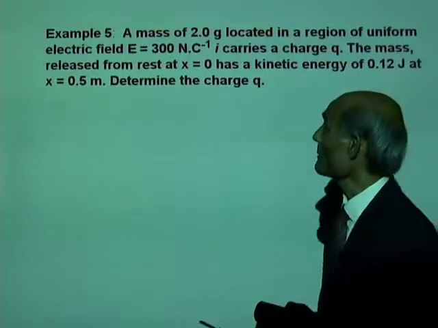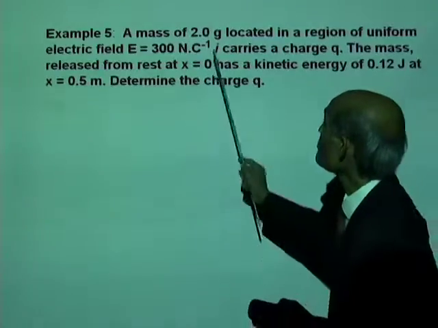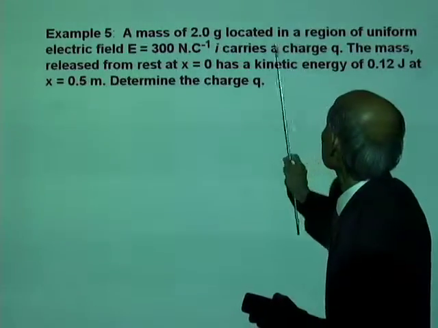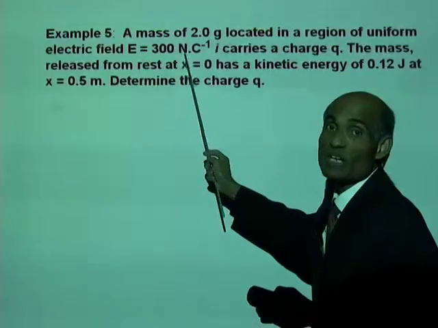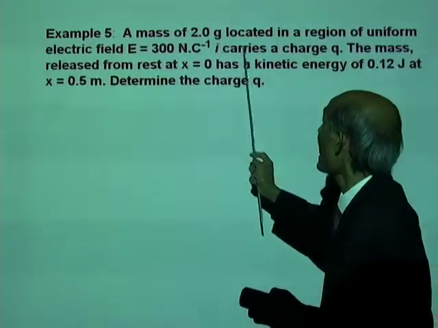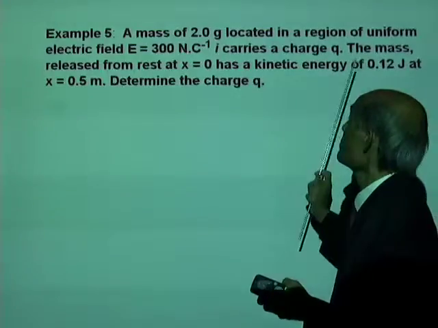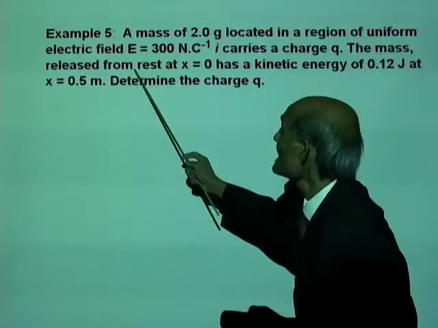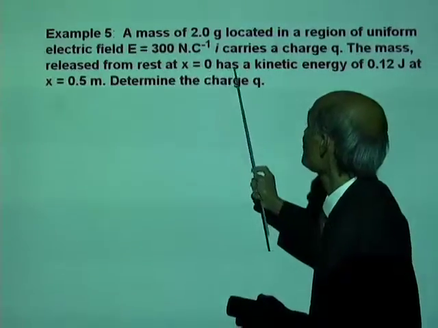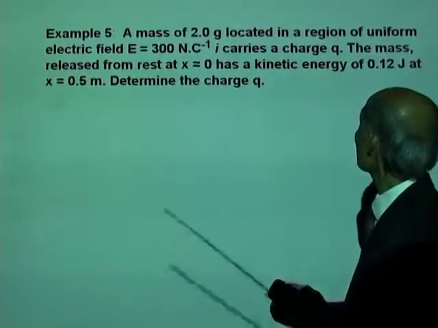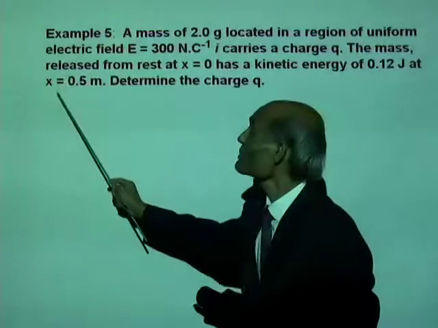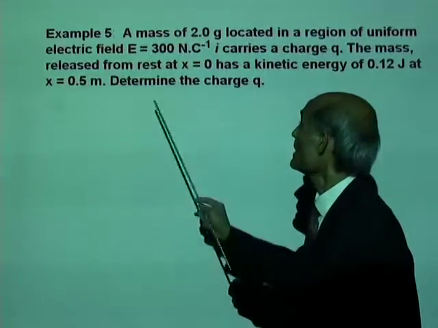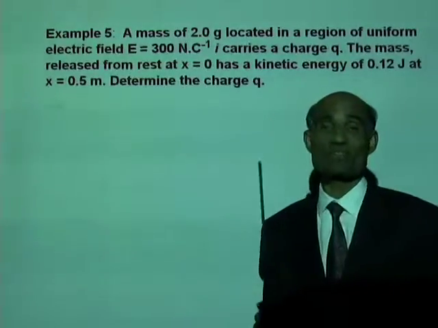Okay, let's do another one. A mass of 2 grams located in a region of uniform electric field 300 Newton per coulomb i carries a charge Q. The mass released from rest at x equal to 0 has a kinetic energy of 0.12 joules at x equal to 5 meter. Determine the charge Q.